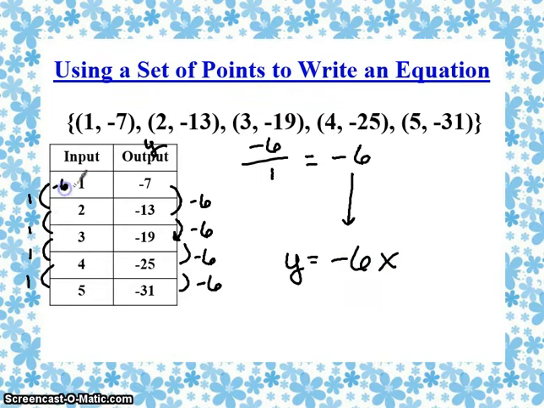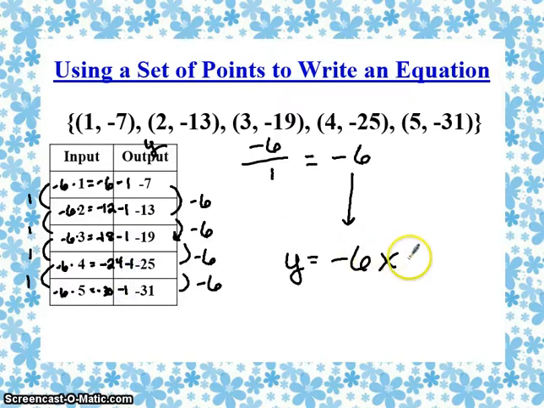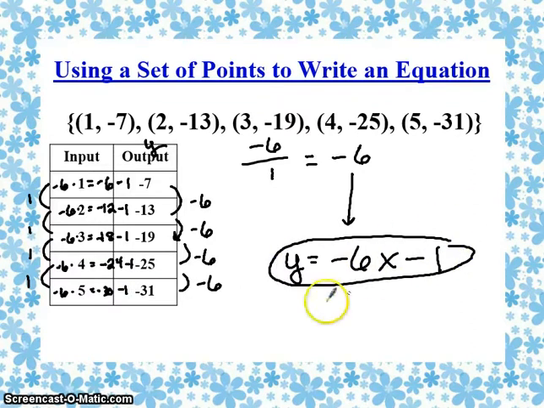If we take -6 times x, we get -6, -12, -18, -24, -30, and you can see that each time it's off by -1 more. So our equation is actually -6x minus 1 to adjust it to match the outputs. So our equation is y equals -6x minus 1.